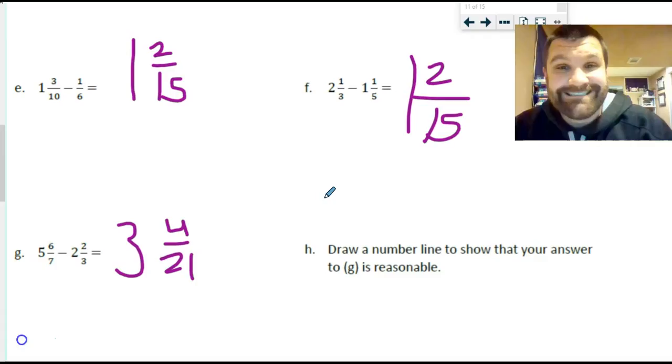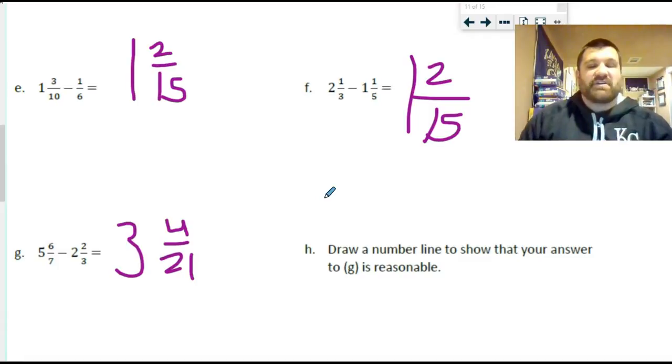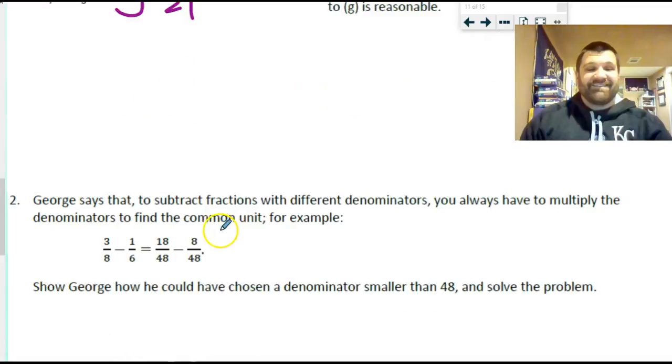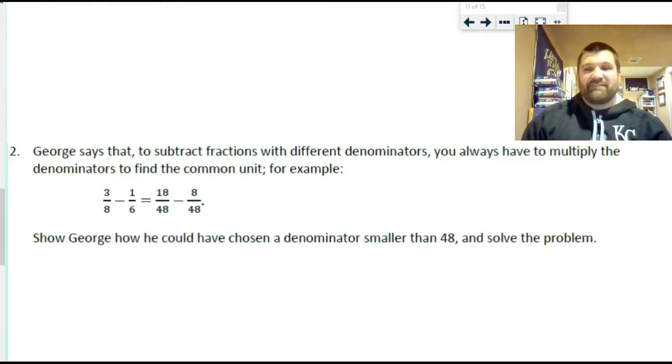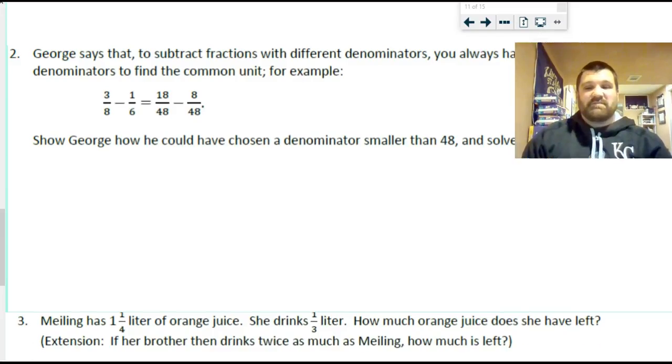Go. Time lapse. Okay, so here are your answers for E, F, and G. E is 1 2/15. F is 1 2/15. And G is 3 4/21. Alright, let's get into my favorite stuff, the word problems.